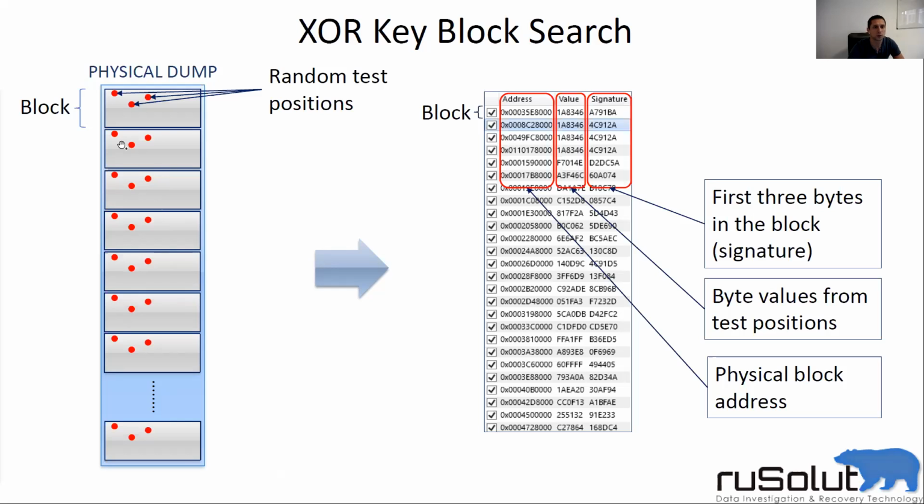So we got those test points, we read them, and then as a result we got such a table where each line represents result from each block. So one line is one block, and here we have address, physical address of the block, value, its values from those test points, and signature, it's the first 3 bytes from these blocks. And it's quite an important thing, we'll see this later. So signature, it's the first 3, sometimes 4 maybe, bytes.